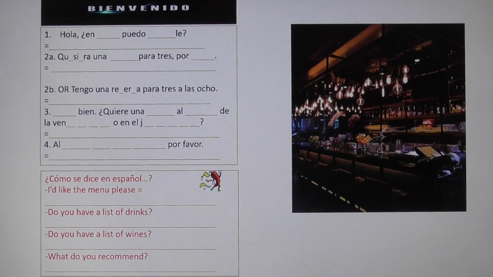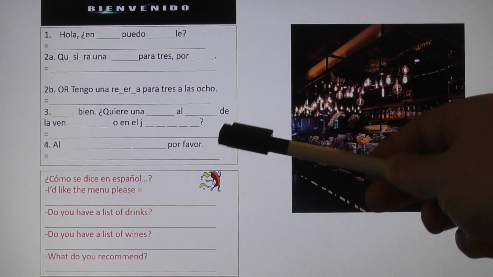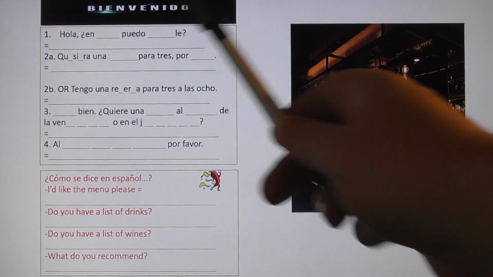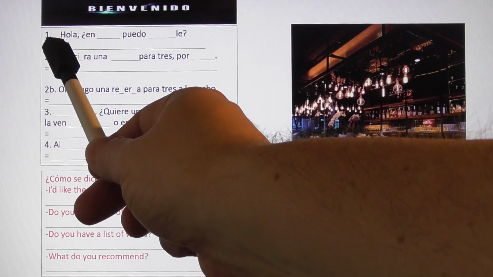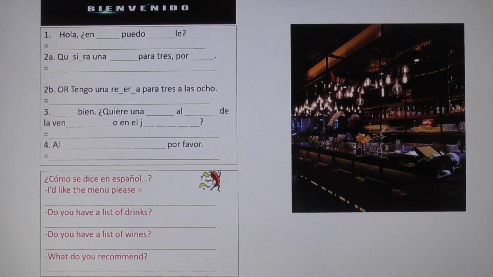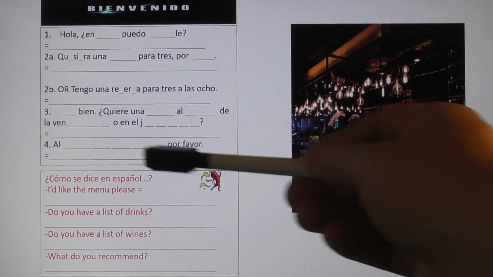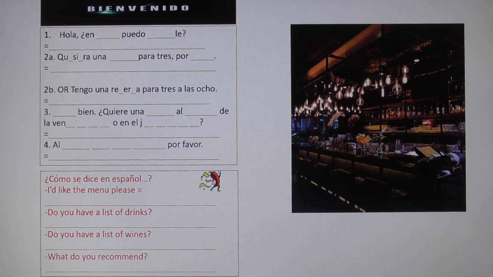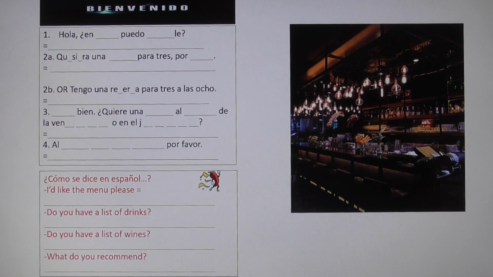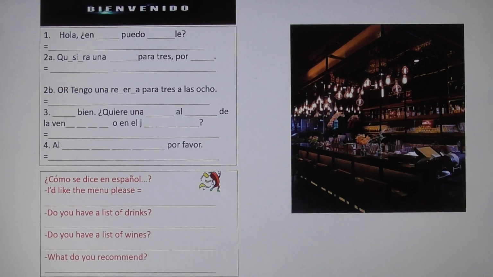Vale, your next task is to write out this text for me, making sure you complete the gaps with the relevant words that you've learned today. And while we've got an equal sign, I'd like it if you could just write the translation into English. There is a red task, and I'm aware we haven't seen some of these words, but the internet is a fabulous place, so I'm sure you can find some of those there to help you do that. Okay, see you shortly. Hasta luego.